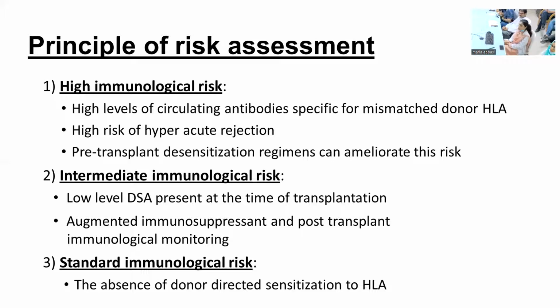Then comes the intermediate immunological risk. It happens when there is a low level of DSA. In that case, obviously it varies from institution to institution. Certain transplant centers do transplant in the case of intermediate risk, but for that we need post-transplant immunological monitoring. We need to monitor the patient clinically and by lab tests for the DSA. And then comes the standard immunological risk. By standard, we mean when there is no DSA, that is, all the DSA tests are negative.